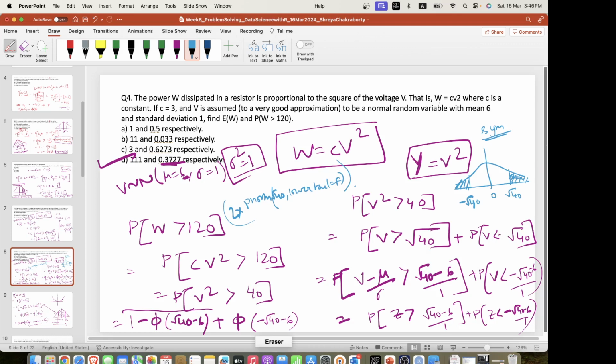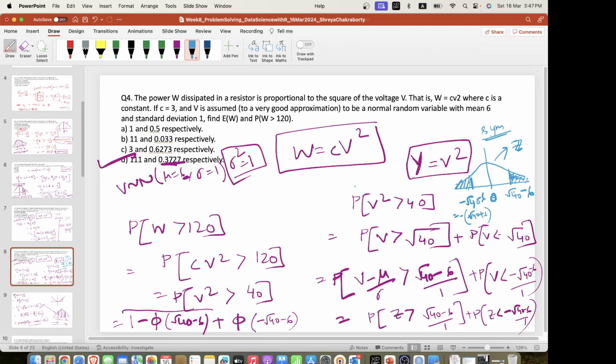No, here we cannot do that, and I'll tell you where we are facing this issue. If it was only minus, this is the distribution of Z, symmetric across 0, right? But here the points under consideration are root 40 minus 6 and minus root 40 minus 6. So if we take minus common, this is root 40 plus 6. So this point and this point are not the same.